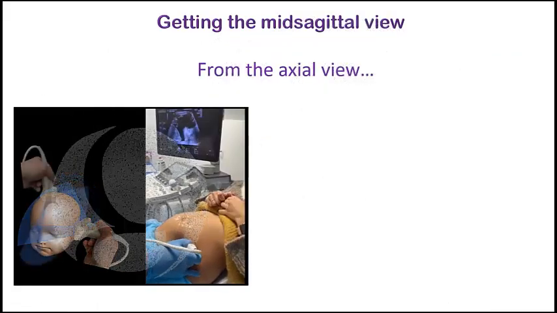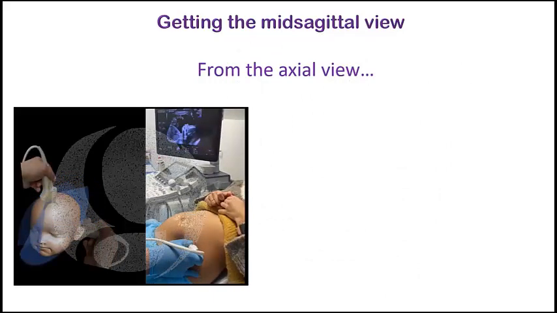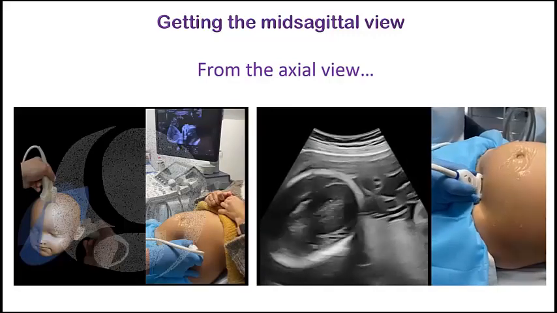Because if you are looking at the axial planes, you only need to orbit the transducer 90 degrees, as you can see in this video, to achieve the sagittal planes.